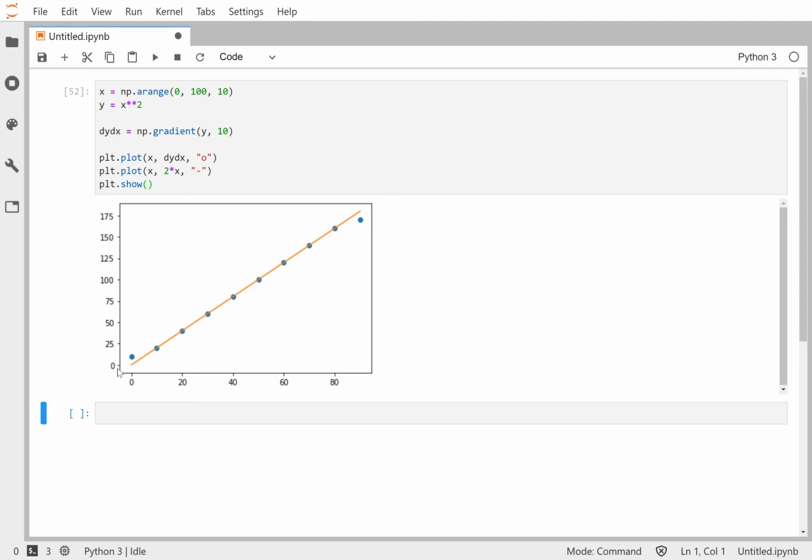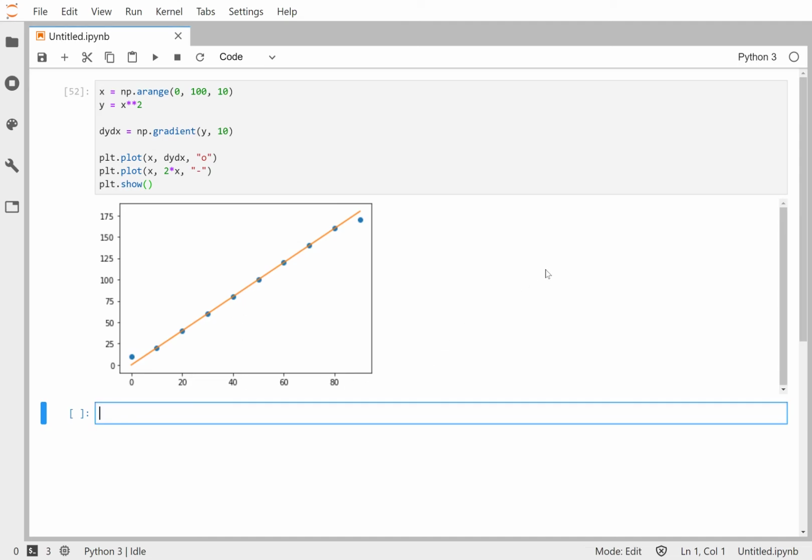You'll notice the endpoints aren't great. They're a little bit off. What's going on here is for the endpoints, it's impossible to do a central difference. So the first endpoint uses a forward difference, the last endpoint uses a backwards difference, and those are just not as accurate as a central difference, which is what all the other points use. That's why they are more accurate. In this case, it's especially visible because it's a straight line, but for any kind of function, the middle points will be more accurate than the endpoints with gradient.